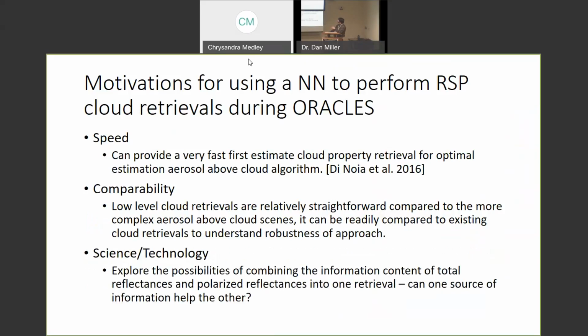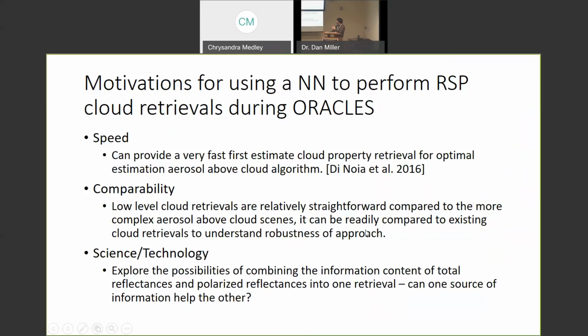So the reason for doing this is I joined the Oracle's group after it had already started and there was already this project going. But the reason to do a neural network retrieval is that you can do it quickly. You can do it with relatively limited assumptions as long as you create a training set that's large. And you can use it to speed up a better algorithm. So the motivation here is to get a first guess for an iterative, physically rigorous, optimal search algorithm.